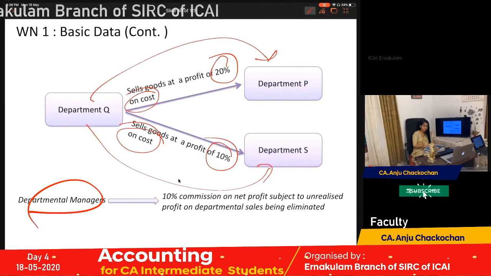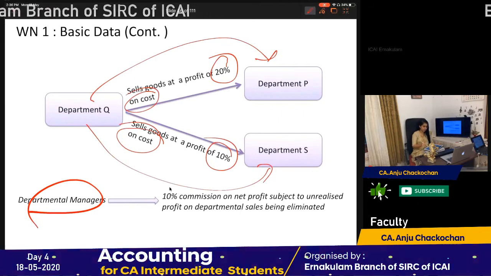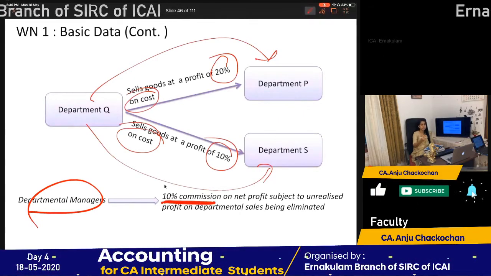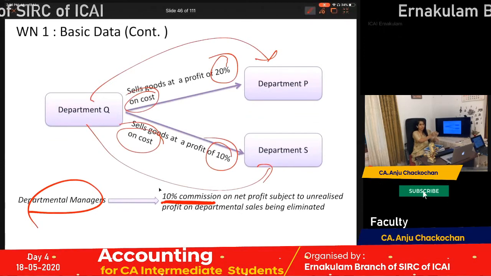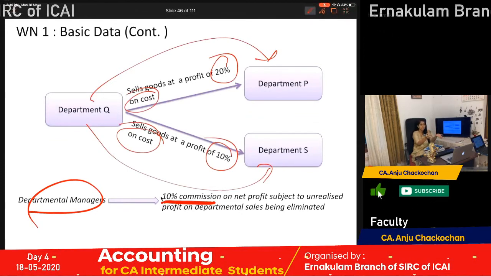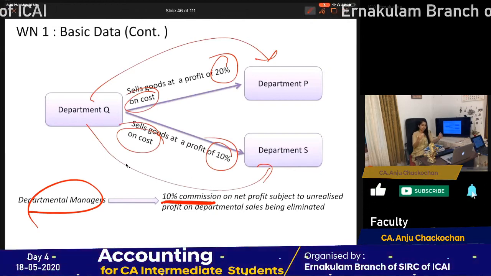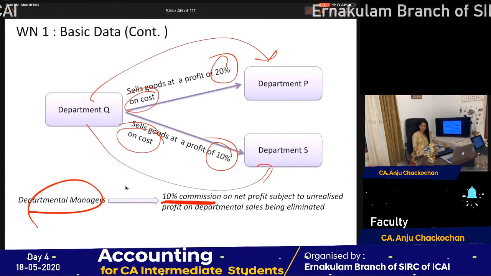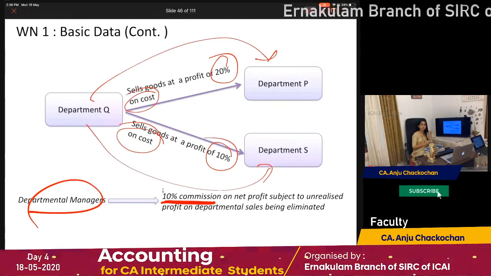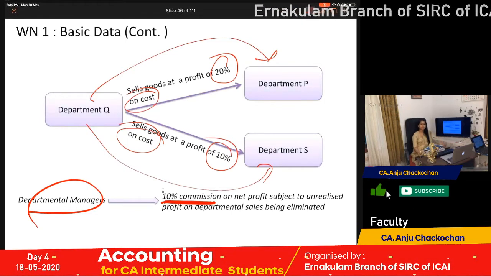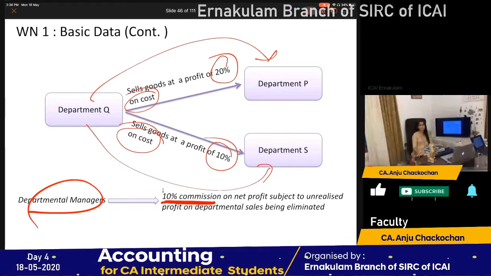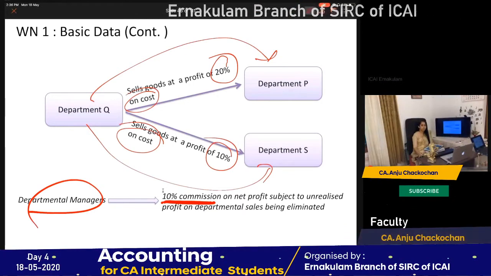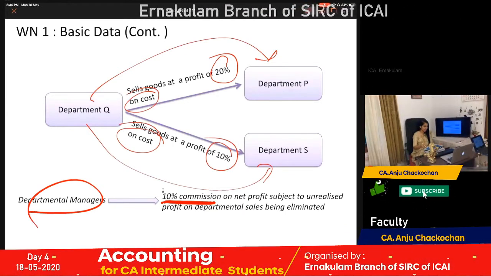Departmental managers, they are entitled to a commission of 10 percentage on the net profit, which is subject to unrealized profit. Meaning, what is the profit now? You will have to reduce the unrealized profit. And what is the net profit that you get? On that, you will be computing the 10 percentage. Okay, that is it. So just take this down as well. Departmental managers entitled to 10 percentage commission on net profits. Keep a note of this, and then we'll proceed to the answer.